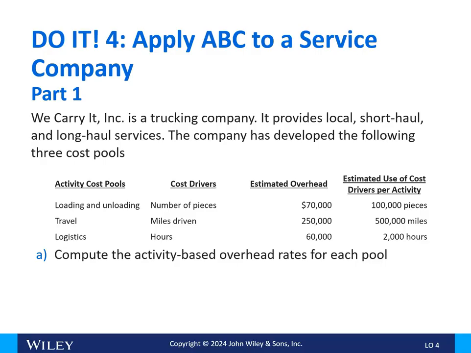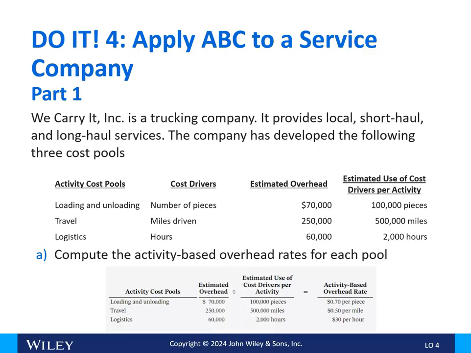So using this data, we can compute the activity-based overhead rates for each pool. So loading and unloading, 70 cents per piece. Travel is 50 cents per mile. And logistics is $30 per hour. Simply taking the cost assigned divided by the estimated use of the cost drivers.